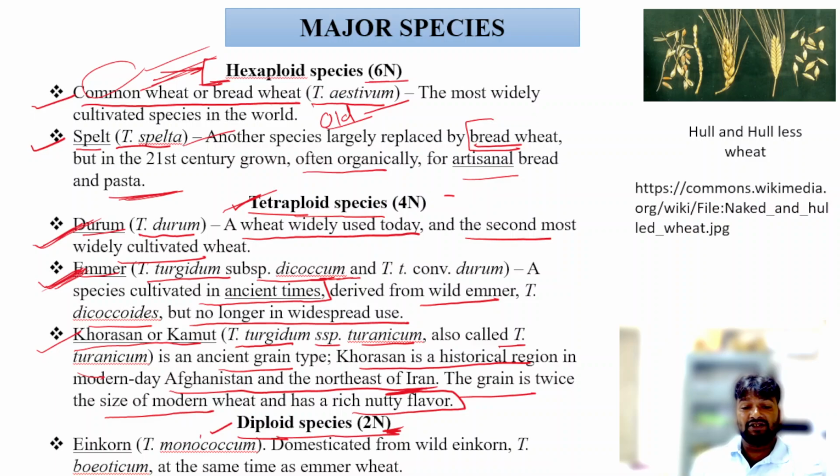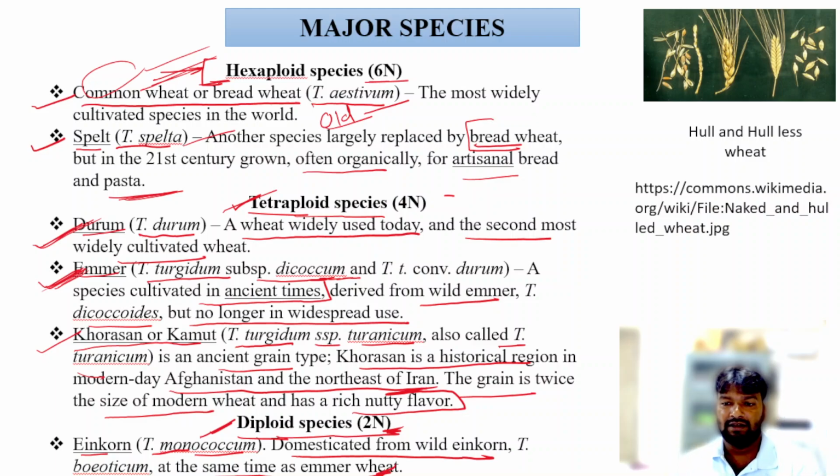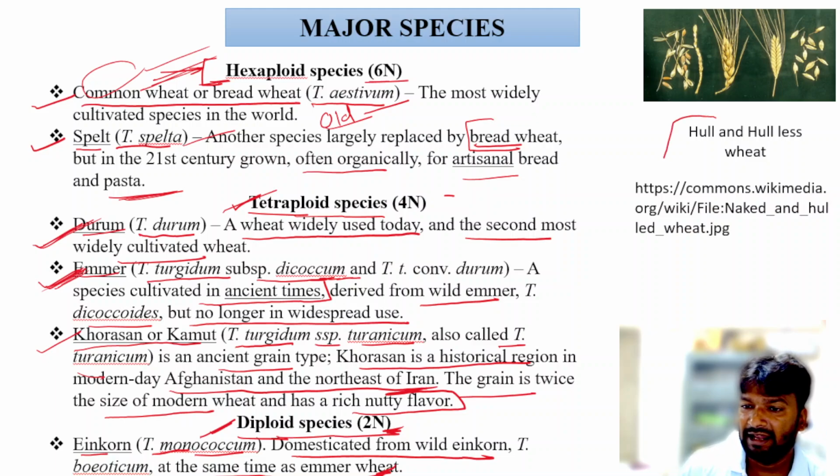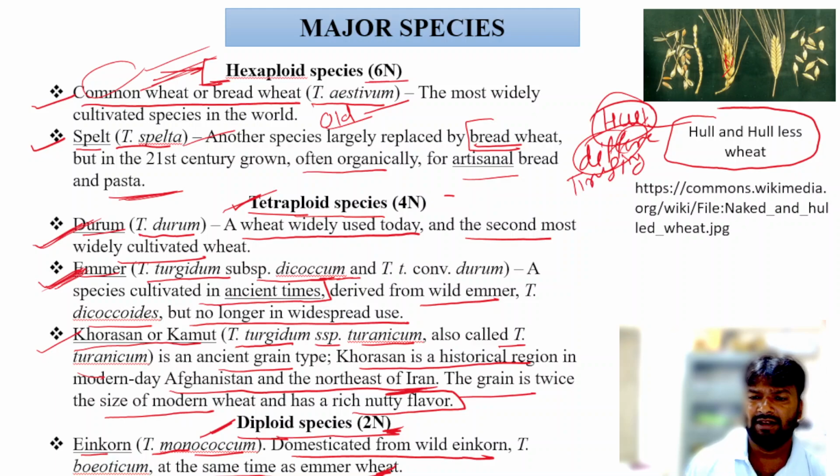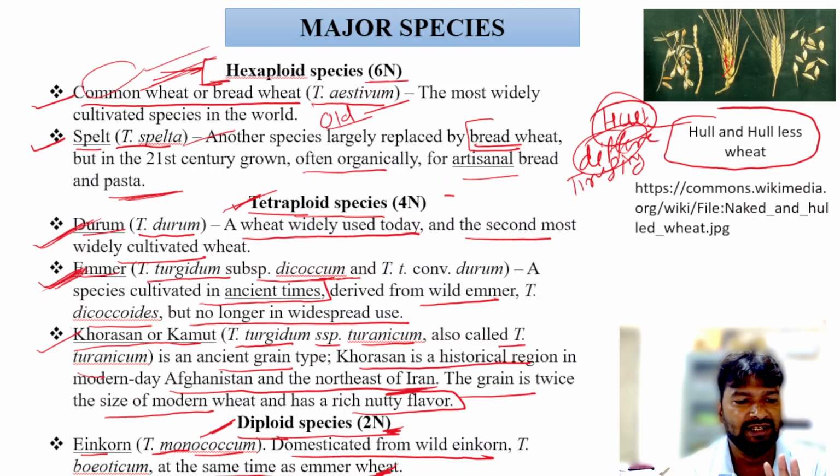Now next is the diploid species. Under this comes einkorn, that is Triticum monococcum, which was domesticated from the wild einkorn Triticum boeoticum at the same time as emmer wheat. Also there are hulled and hulless wheat. Mostly ancient wheats are the hulled type, means they are tightly wound and difficult to harvest, since in threshing it is difficult to remove the grains. But nowadays most varieties are hulless. So this is about the major species.